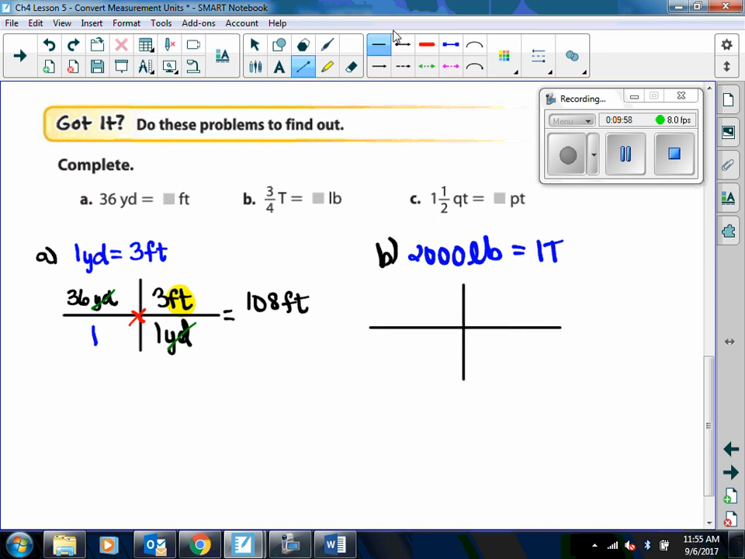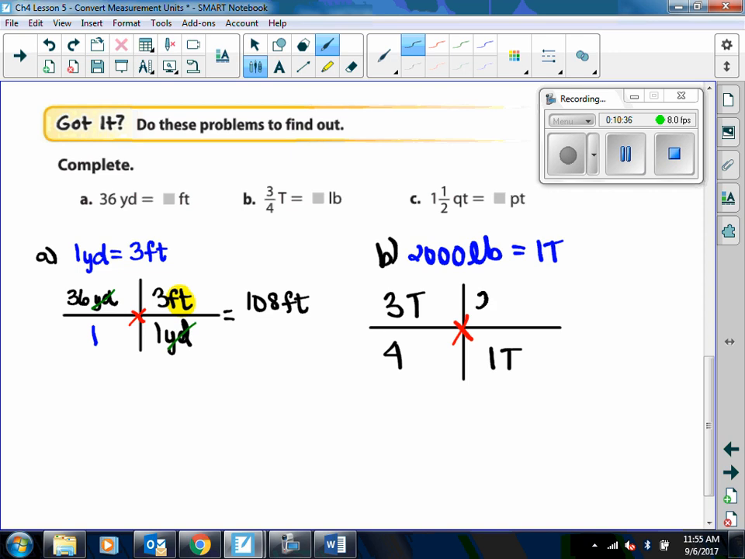Okay? So we're starting with 3/4 of a ton. So now with the fraction, you're going to write it, because remember I said that this is a fraction times a fraction. So this is going to be 3/4 tons times our conversion factor. So here, this is 1 ton, and this is 2,000 pounds. So in order for me to cancel tons, because tons is in the numerator, I have to put tons in the denominator. So I'm going to put 1 ton down here, and then up here, we're going to write 2,000 pounds.